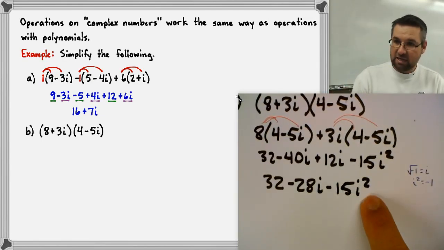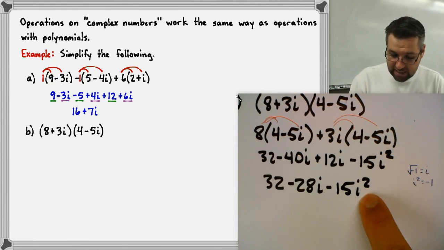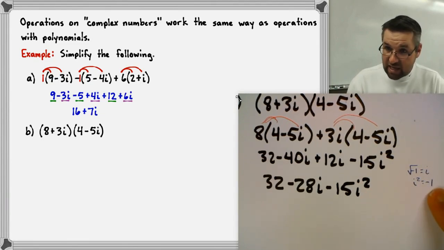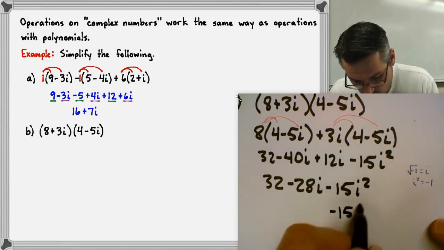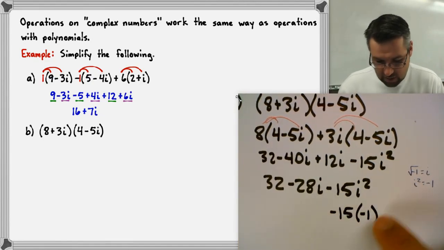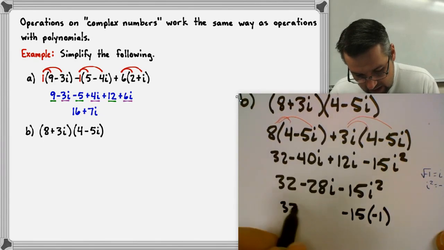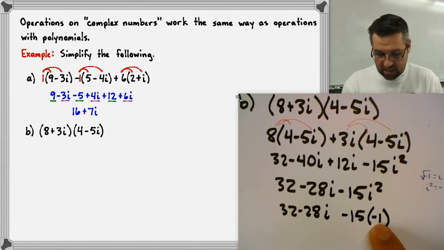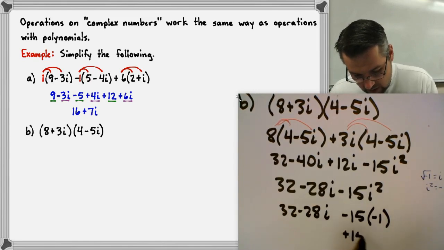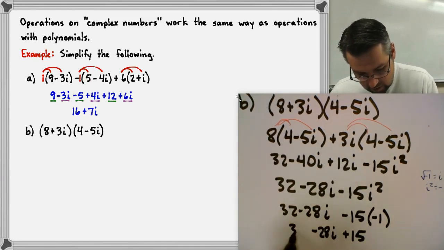Well, here I see an i squared, so I can replace it. I know what i squared is. i squared is negative 1. So I can replace this with negative 1. I'm going to substitute negative 1 into that. And then now you can see I can keep simplifying a little bit, because negative 15 times negative 1 is positive 15. And then I have the negative 28i and the 32.